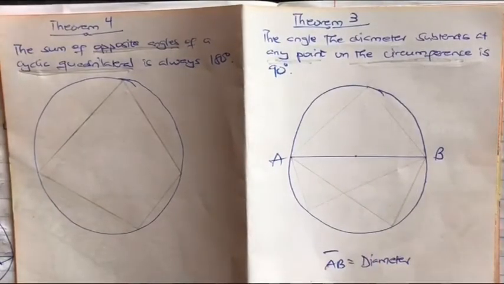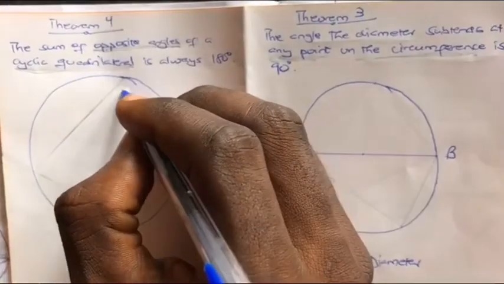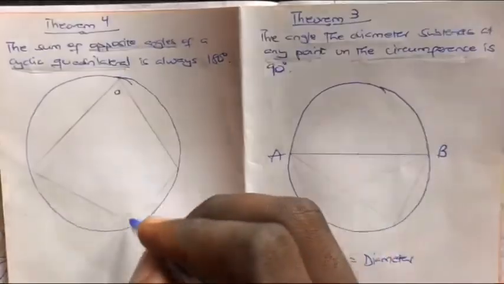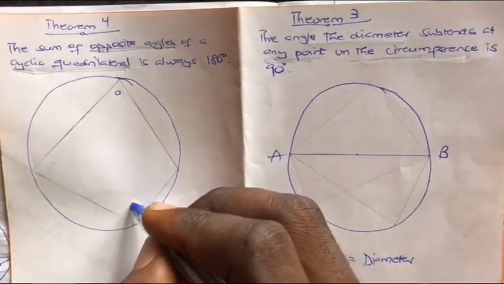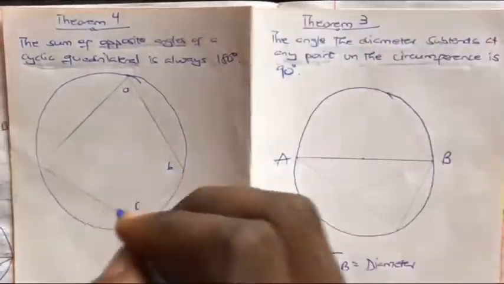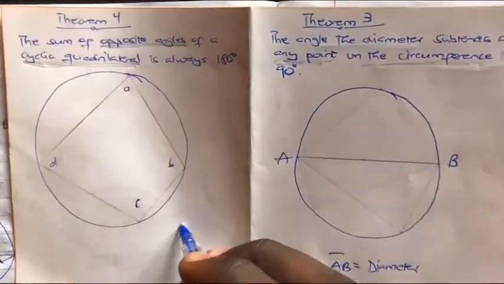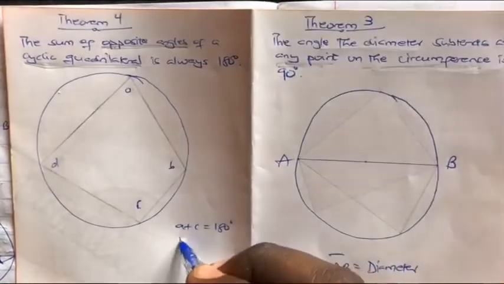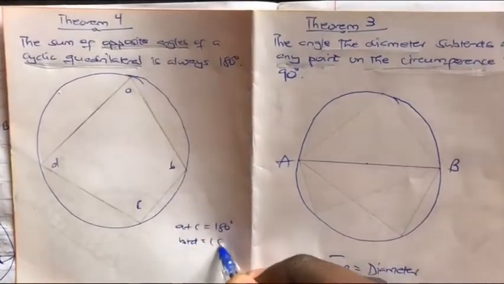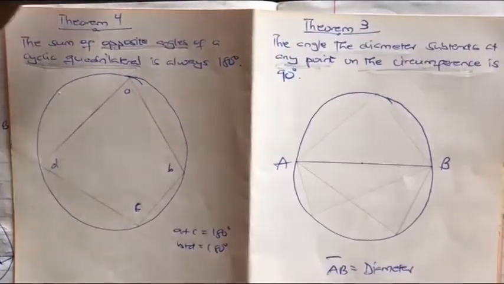Okay? So theorem 4, we said that the sum of the opposite angles is 180. You can draw a circle. This is not drawn to scale, so you can draw a circle to scale. So you have A, B, C, D, so that A plus C will be 180. So this is for a cyclic quadrilateral, and B plus D also equals 180 degrees. So just draw it to scale and then see whether that is true.